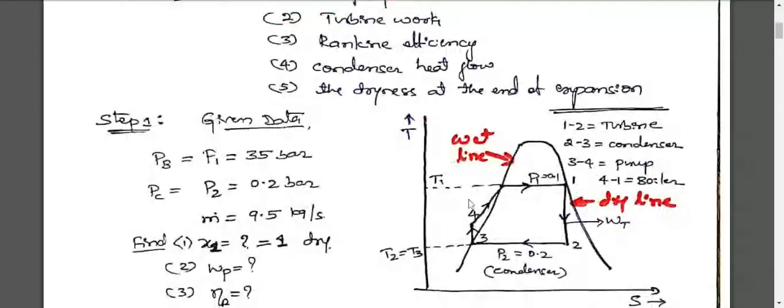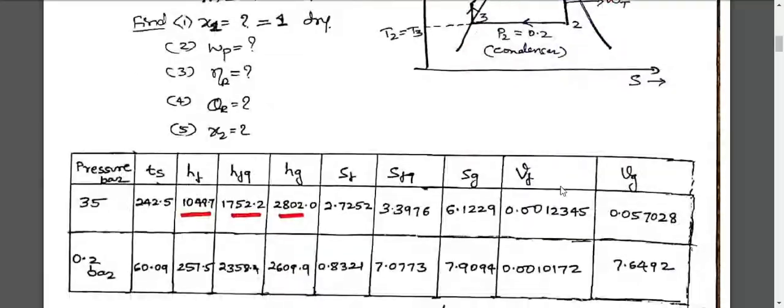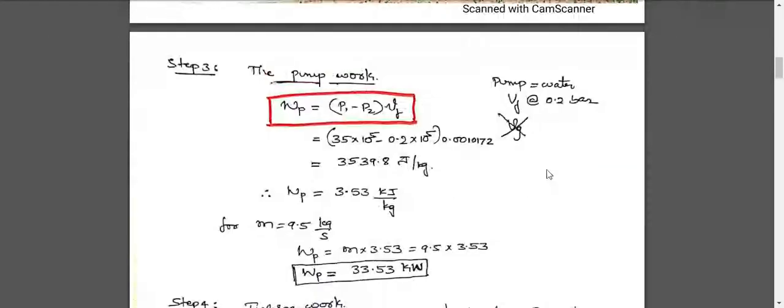at 35 bar. Why it is 35 bar: look at this diagram. The 4 to 1 is boiler pressure. So point number 4 is 35, here is also 35, here is also 35. So each point is 35. So point number 1 will be 35 bar. So at 35 bar, you take the value of H1 using the data handbook, that is 2802.0 kilojoule per kg. So H1 you got, but H2.